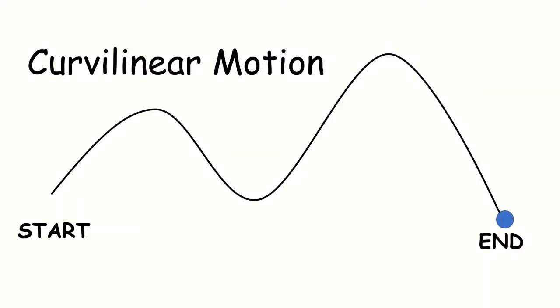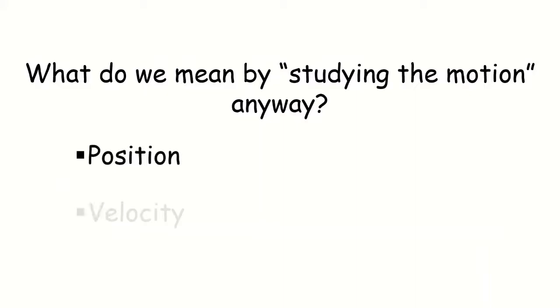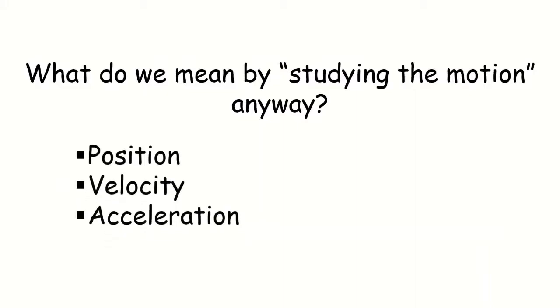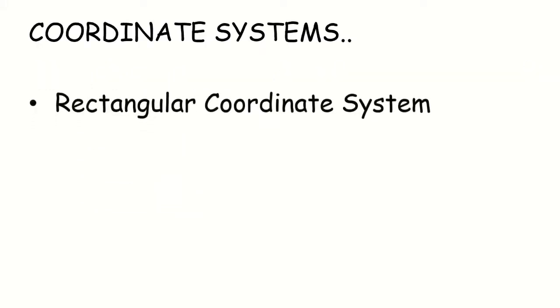But what do we mean by studying the motion anyway? Well, it just means that you should be able to tell the position of the particle, or the velocity of the particle, or its acceleration at any given instant of time with respect to a frame of reference. So we invented a frame of reference, which literally means the coordinate systems. One of the coordinate systems that we are extremely familiar with is the rectangular coordinate system.